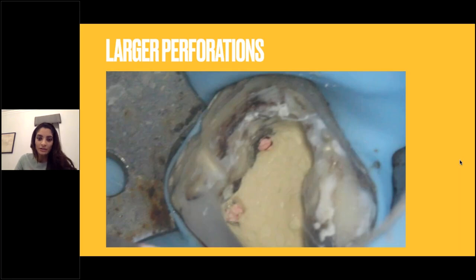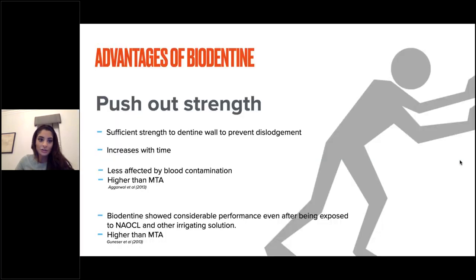I'm going to be showing you the results of this case in a minute, but I firstly want to talk about the push-out strength of Biodentine. Now, this is really an important property when mending perforations, because once we're placing the material, we don't want it to be pushed out of the perforation repair, and it has to have sufficient strength to prevent dislodgement.